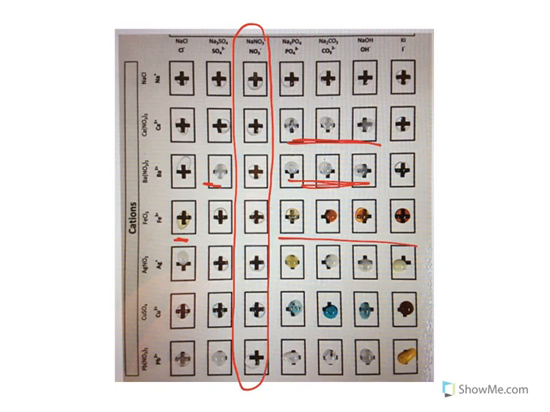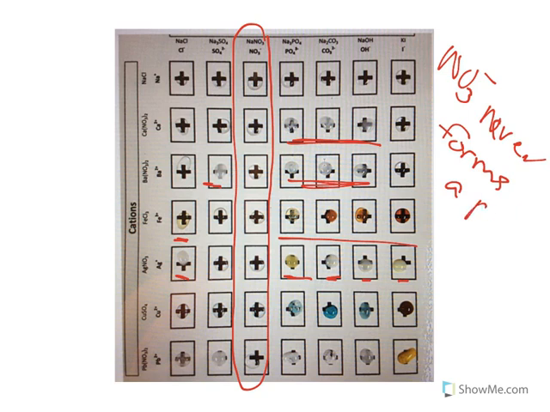Silver, lots and lots of precipitates here. Forms one with chlorine, forms one with phosphate, forms one with carbonate, hydroxide. Nitrate and sulfate are really the only ones it doesn't form a precipitate with. So we could very safely say that NO3 never forms a precipitate.